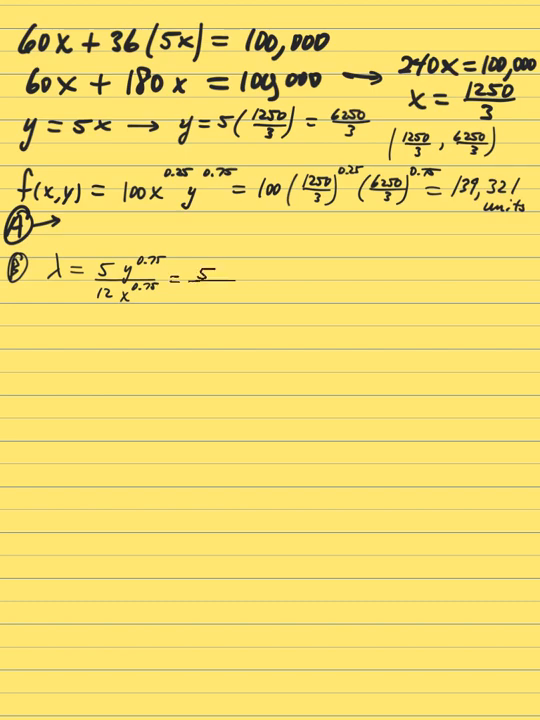We've got a 5/12. Let me trim that fraction bar up a little bit. There we go. Okay, so that is 6250 over 3 over, and the x was 1250 over 3, all raised to the 0.75 power. Excuse me. I'm going to rewrite that as 5/12.